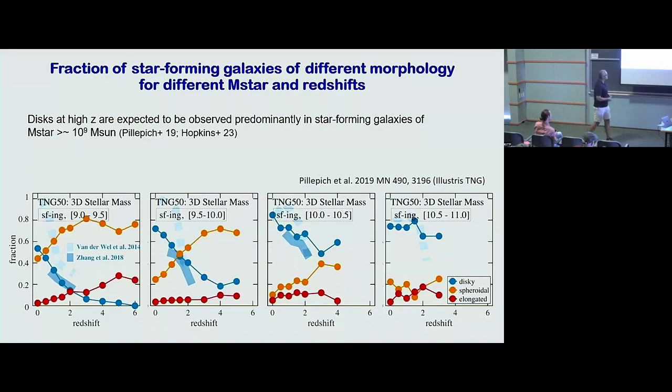But they expect that the disk should be prevalent in high mass objects. This is a figure from Annalisa Pillepich's work based on the IllustrisTNG simulation, which shows the fraction of star-forming galaxies as a function of redshift that are in spheroidal, elongated, and disky systems. You can see that for stellar masses of 10 to the 9 to a few times 10 to the 9, at high redshifts, the disk fraction is expected to be very small, but as you go up in stellar mass, the disks are expected to be prevalent. So you do expect disks, but they're expected to be massive, right? So no low mass disks.